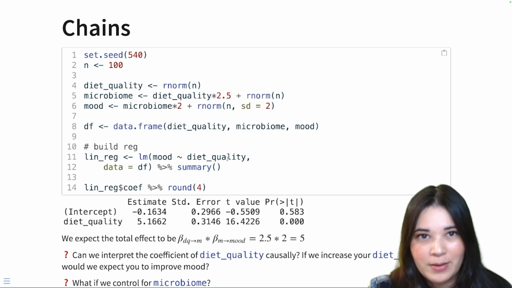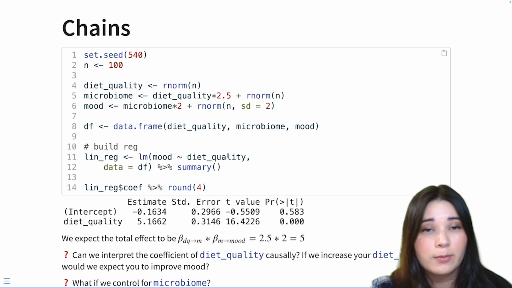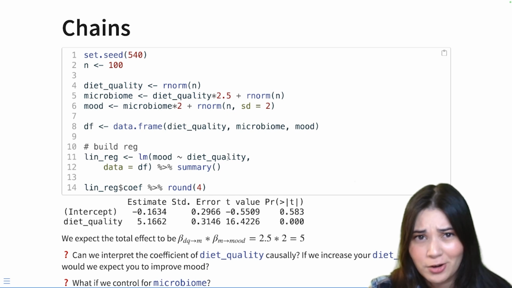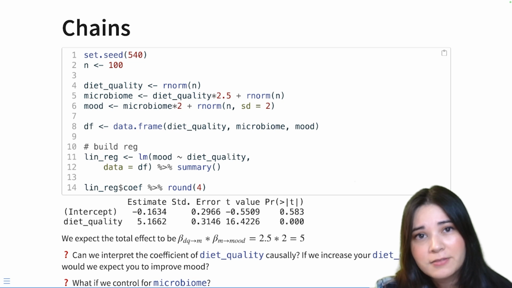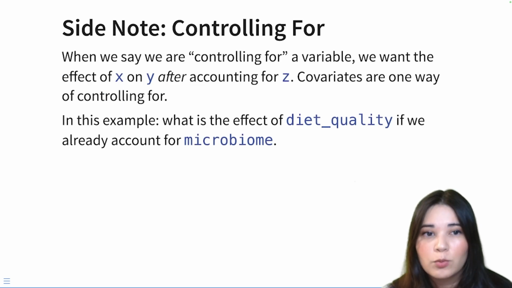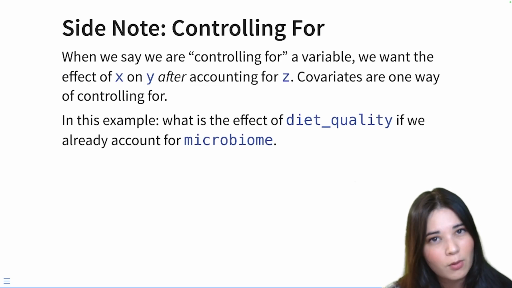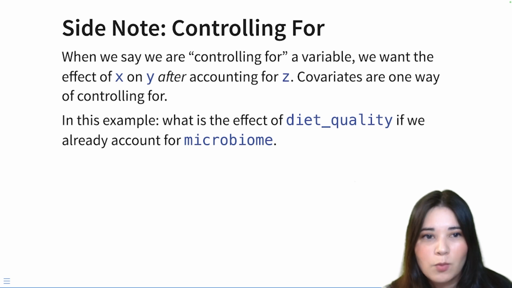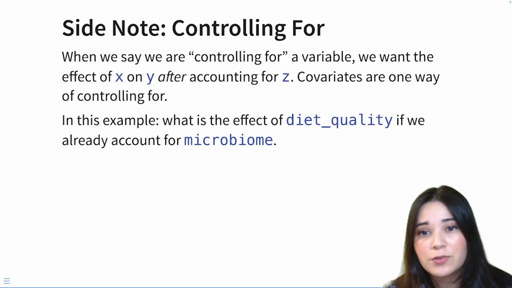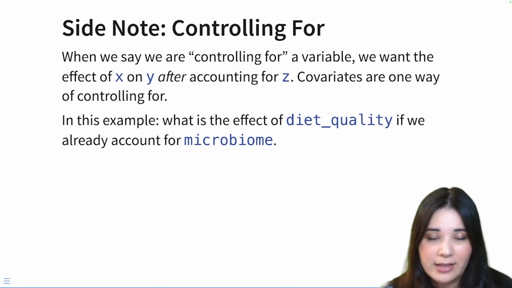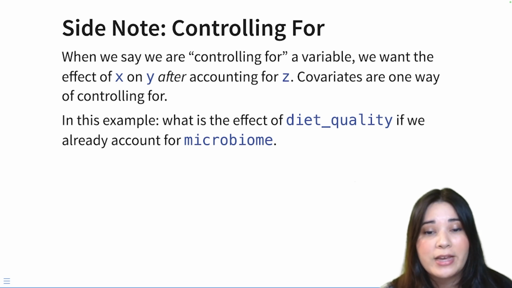Now, what would happen if we controlled for microbiome? In our fork example, controlling for our third variable Z actually helped us get a better causal estimate. Let's see if that's true here. As a side note, when we say that we're controlling for a variable, what we really want is the effect of X on Y after accounting for Z. Covariates in a linear regression model are just one way to do that.